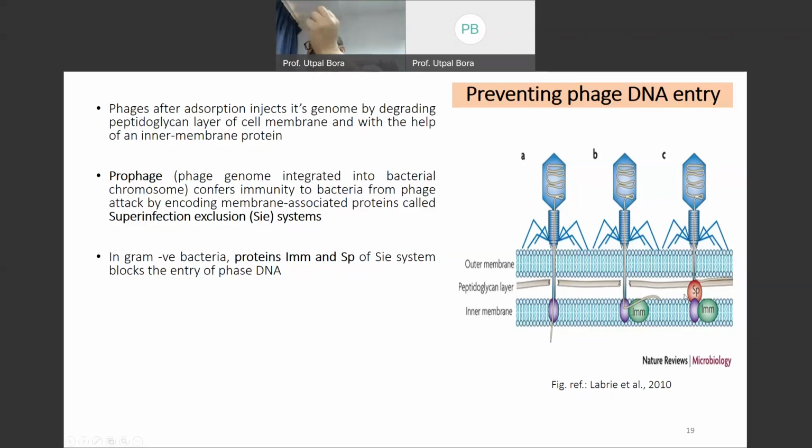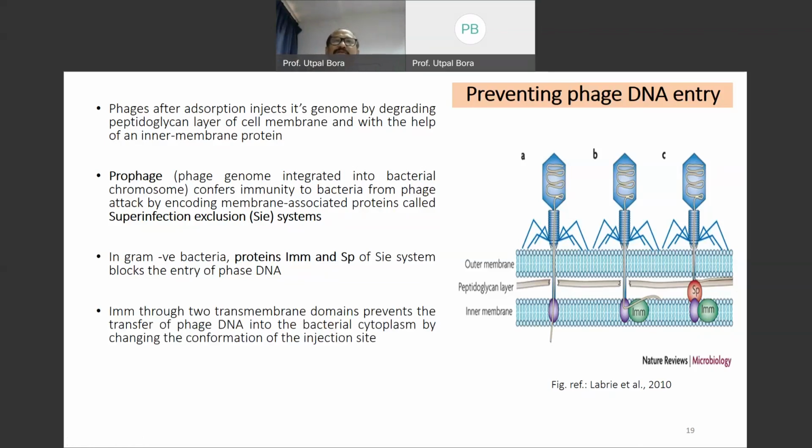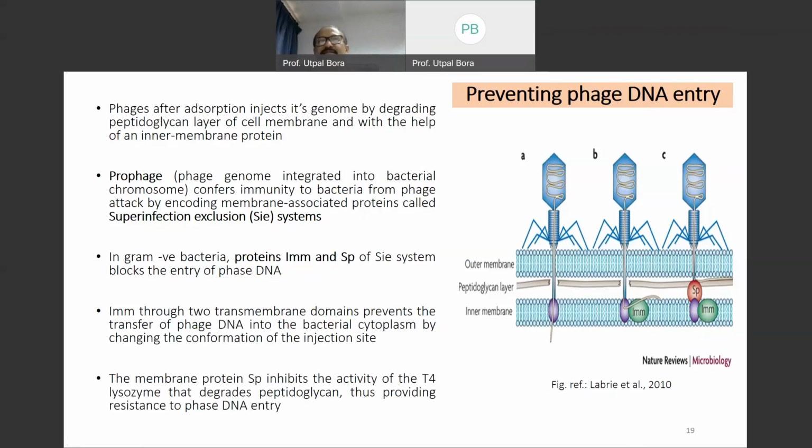And when you have the SP together with the IMM, the passage of the nucleic acid is stopped in the peptidoglycan layer itself. So these are very interesting tricks adopted here. Okay. So IMM, through two transmembrane domains, prevents the transfer of phage DNA into the bacterial cytoplasm by changing the conformation of the injection site. The membrane protein SP inhibits the activity of the T4 lysozyme that degrades peptidoglycan, thus providing resistance to phage DNA entry.